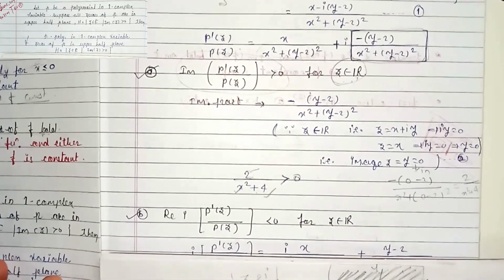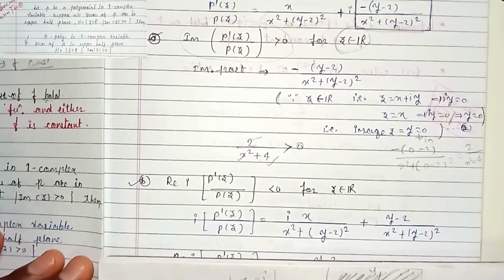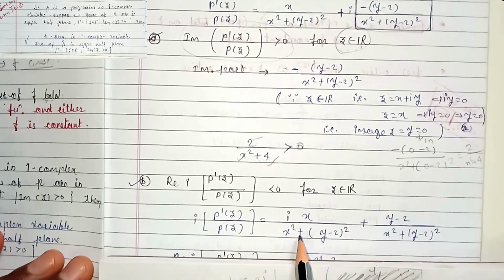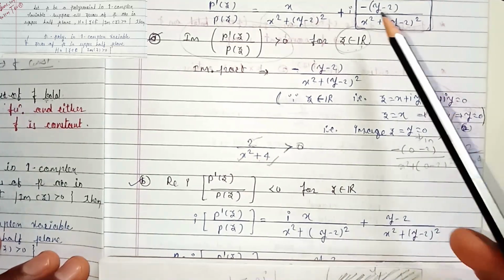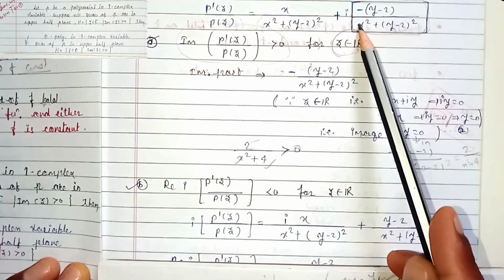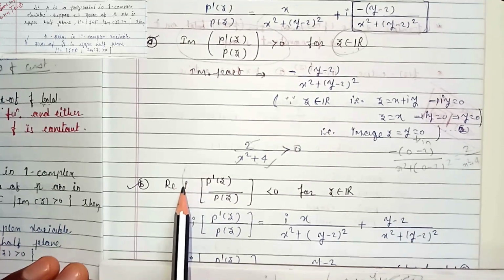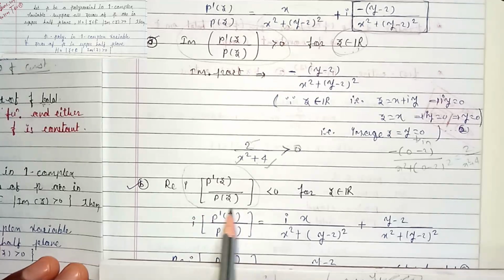Similarly, follow the procedure as I did earlier. Here i times p dash of z upon p of z is i times x upon x square plus y minus 2 bracket square. And i times i is i square, and that negative becomes positive. So we get positive y minus 2 upon x square plus y minus 2 bracket square. So i times the expression gives the full term.